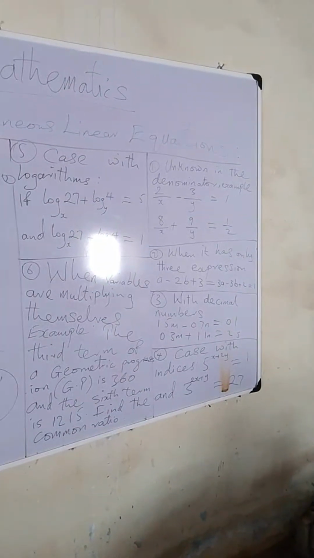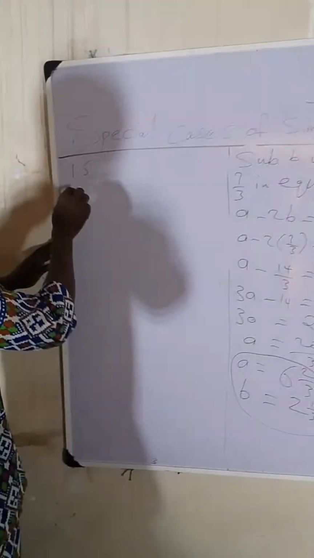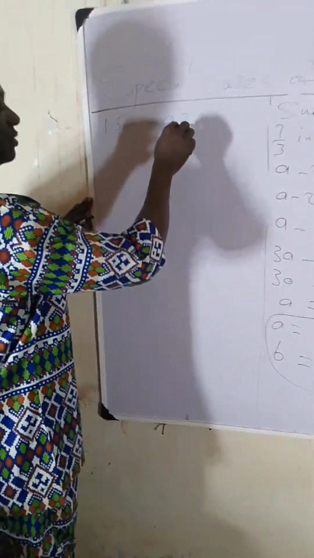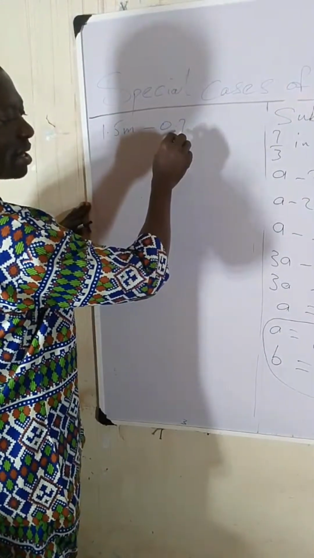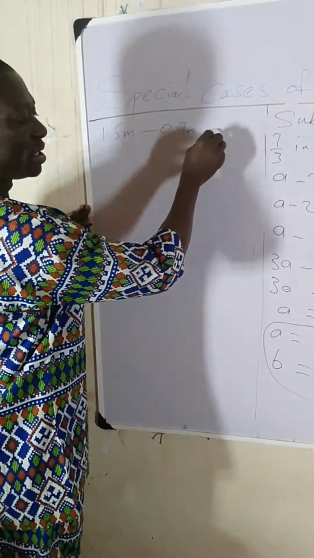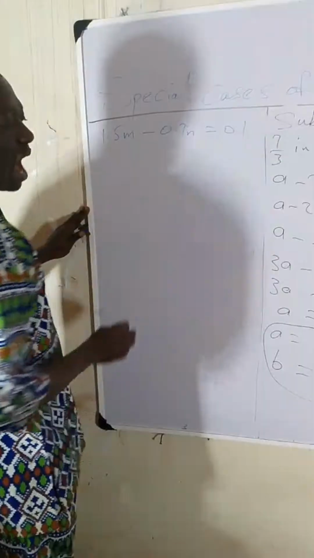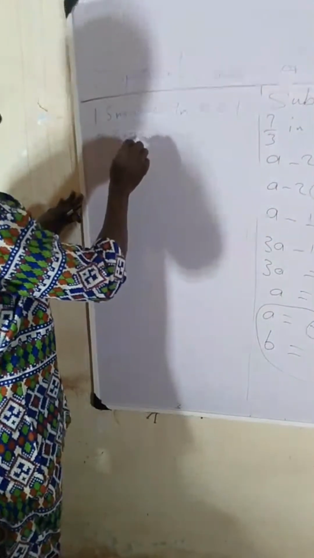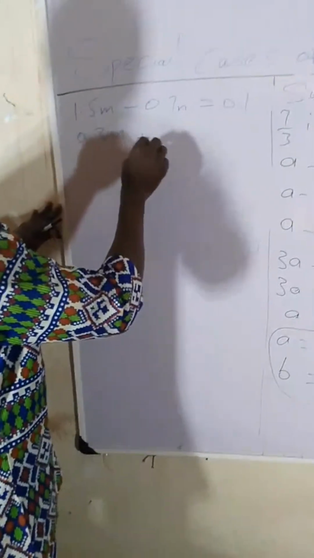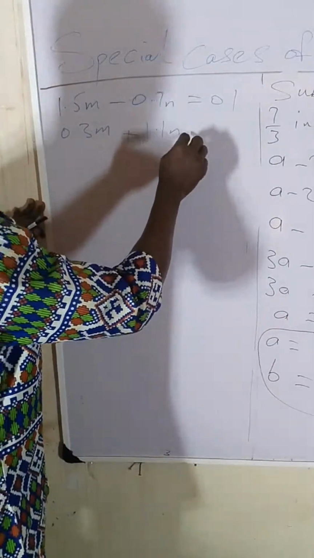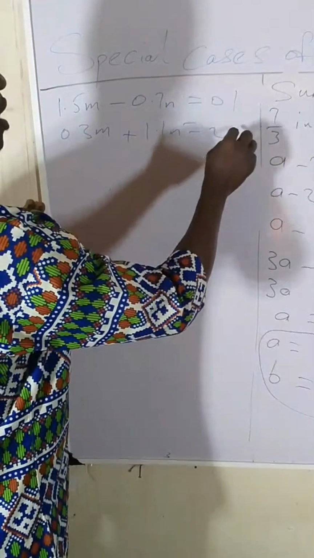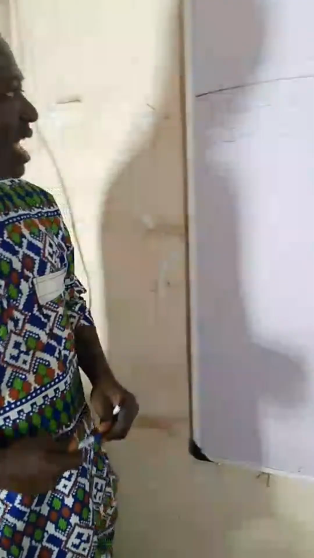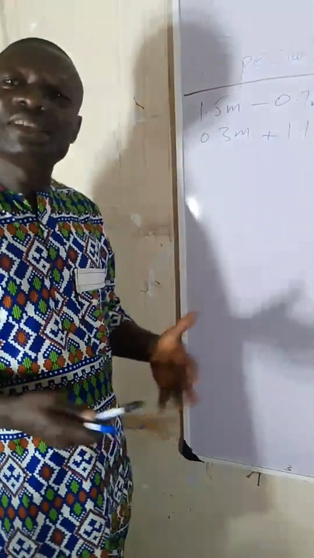Well, if we have something like 1.5m minus 0.7n is equal to 0.1. And we have 0.3m plus 1.1n is equal to 2.5. The only thing we have here is that it is decimal.